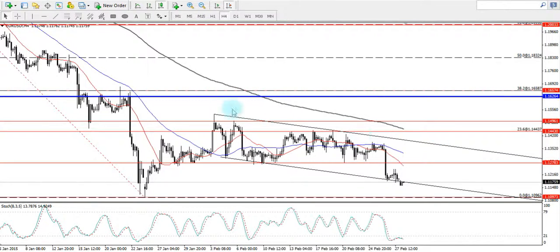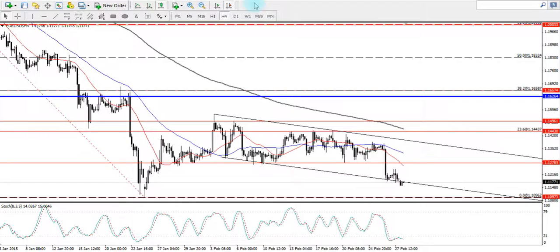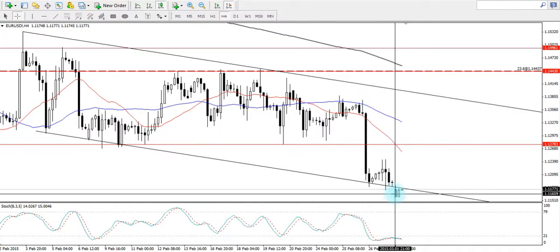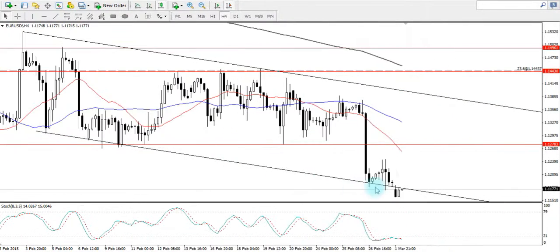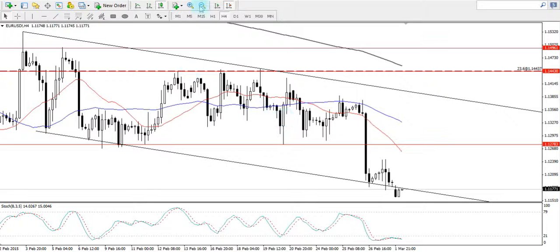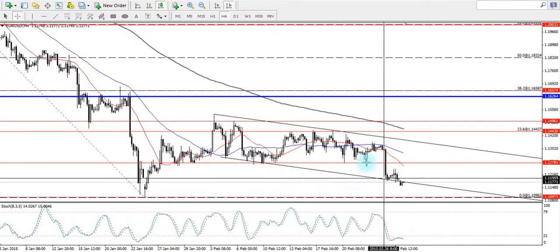We're going to start off with the Euro against the US dollar. What you're seeing here is the 4-hourly chart on the Euro against the US dollar. This morning, price has opened lower and has broken below the falling trend channel, as you can see over here. That signals that price may fall further.